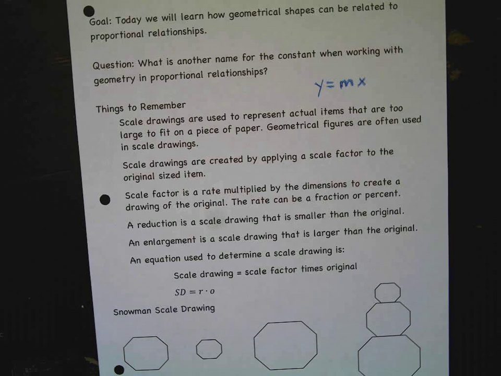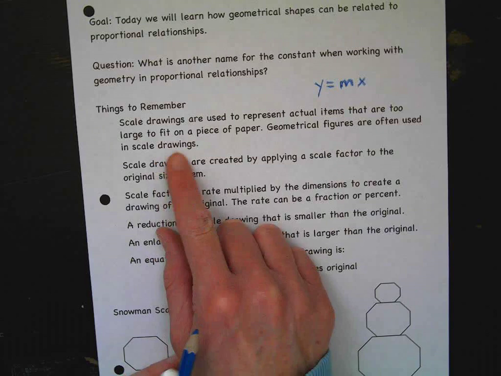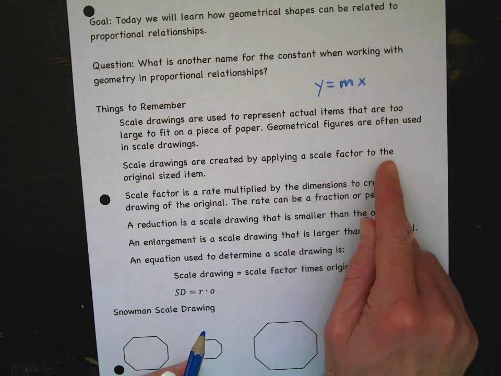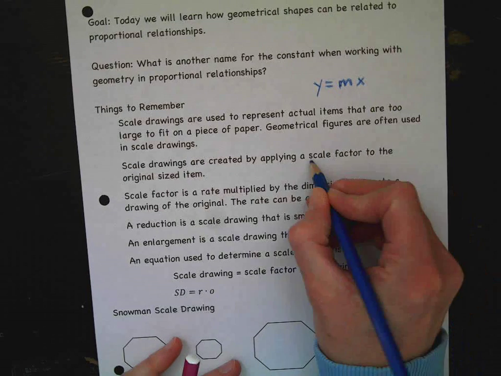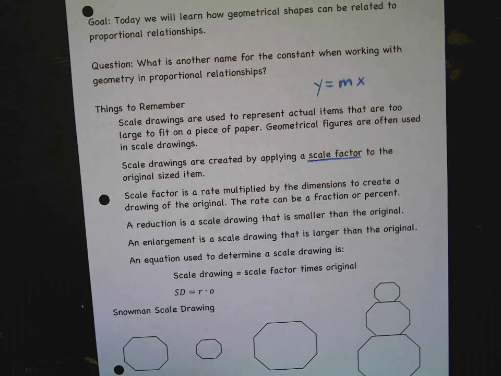Scale drawings are used to represent actual items that are too large to fit on a piece of paper. They could also be too small to see without a magnifying glass. And so scale drawings are drawings that help us see something. Geometrical figures are often used in scale drawings. Scale drawings are created by applying a scale factor to the original sized item. That's a very important concept right there. Scale drawings are used by applying a scale factor to the original sized items.